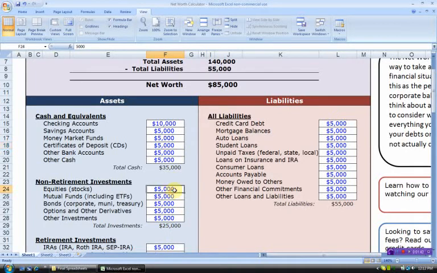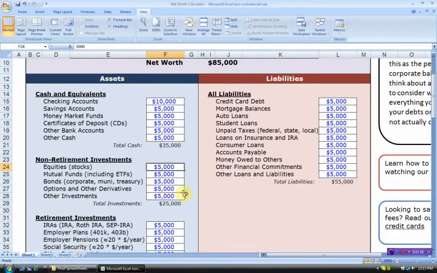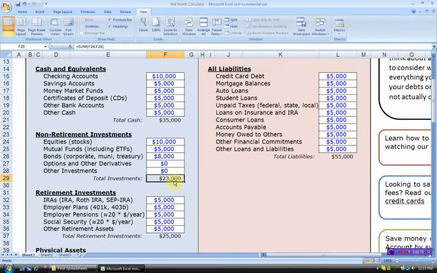And so scrolling down here to non-retirement investments, we have equities, which are stocks, mutual funds, ETFs, exchange traded funds. We got a section for bonds, your options and other derivatives if you might have those, and other investments. So for equities, let's say that I have $10,000, mutual funds, $5,000 is fine, maybe $8,000 for bonds. I don't own any options, and maybe I don't have any other investments. So you can see that my total investments is going to be $23,000.